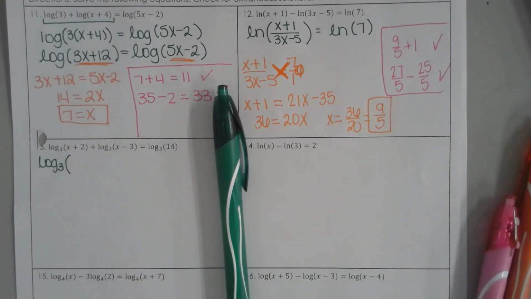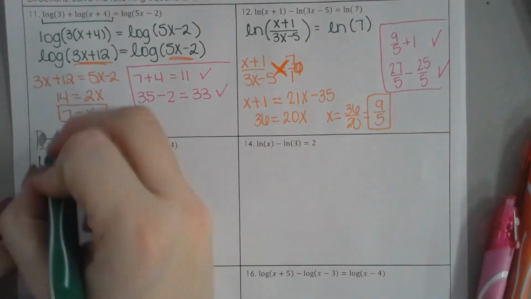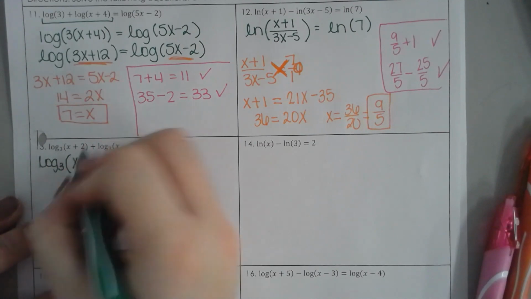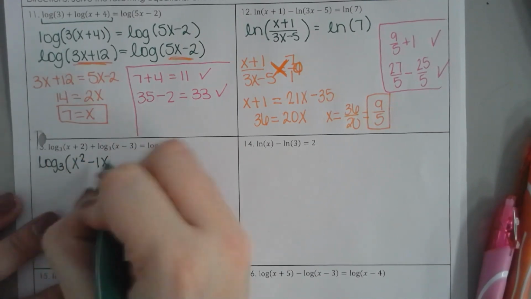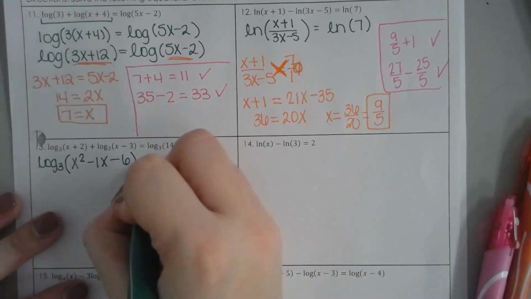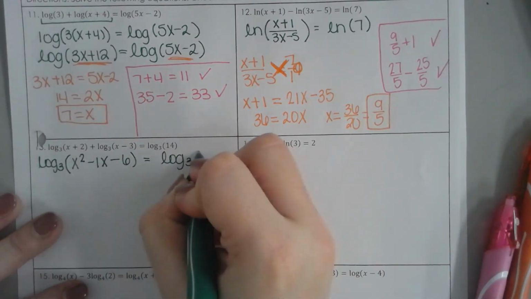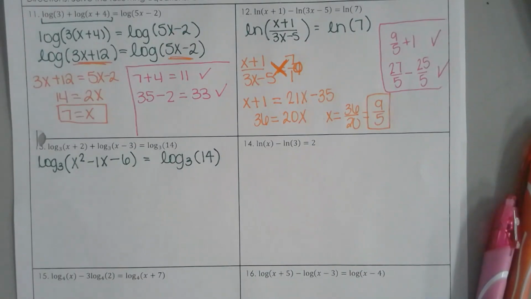x times x is x squared. x times negative 3 is negative 3x. 2 times x is 2x. 2 times negative 3 is negative 6. So when you're multiplying x plus 2 and x minus 3, you get x squared minus 1x minus 6, equals log base 3 of 14.